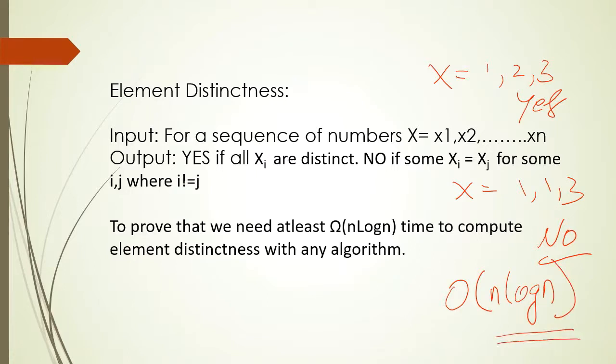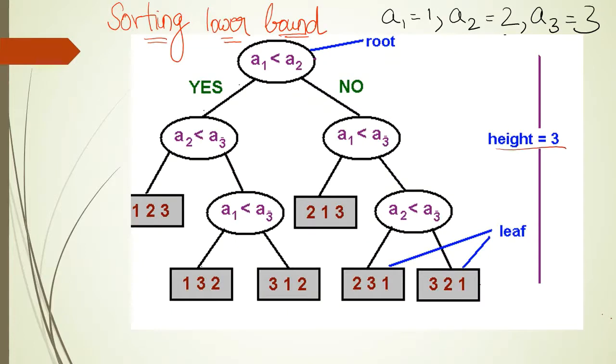This can be easily computed by comparison and sorting in O(n log n). However, we are seeing the proof for the lower bound, which is omega of n log n. That is, we cannot make it tighter than n log n. For that, first we'll see the lower bound for the sorting algorithm, which is omega of n log n, and we'll see the proof by the decision tree method.